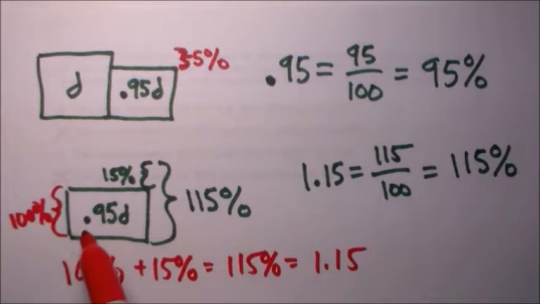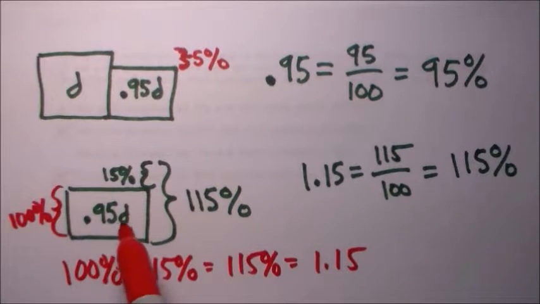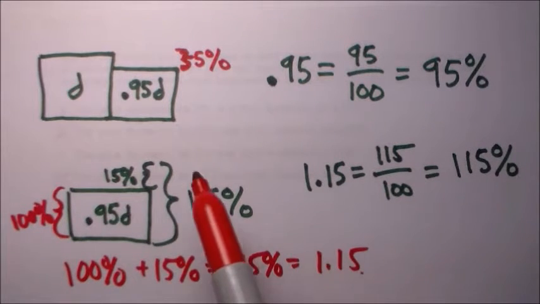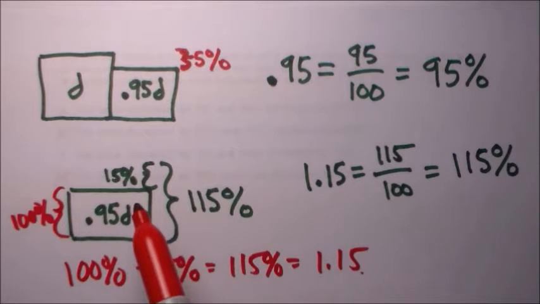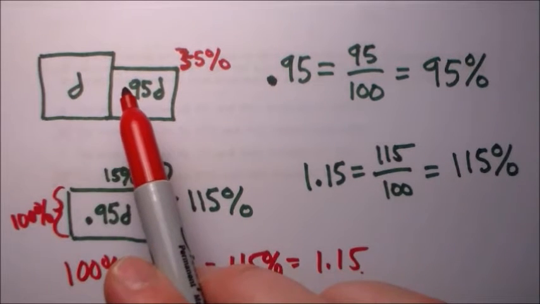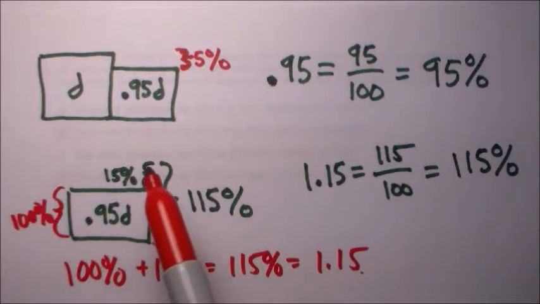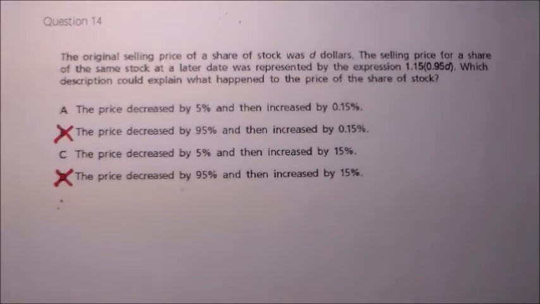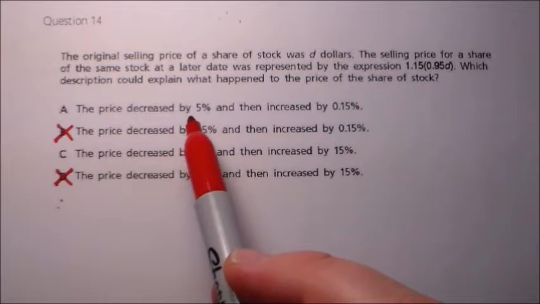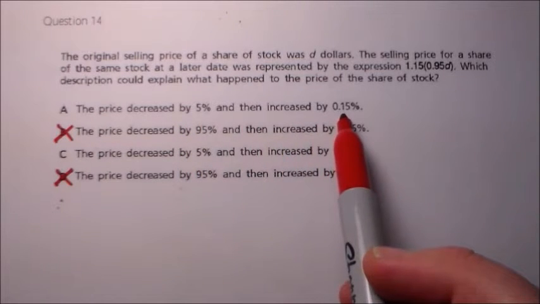So what do we do if we had this new number here, this 0.95D, and we multiply it by 1.15? Well, we've increased 15%. We used to have this number, we decreased by 5%, and then we increased by 15%. So let's see if any of those answers match up. Okay, the sale price decreased by 5% and then increased by 0.15%.